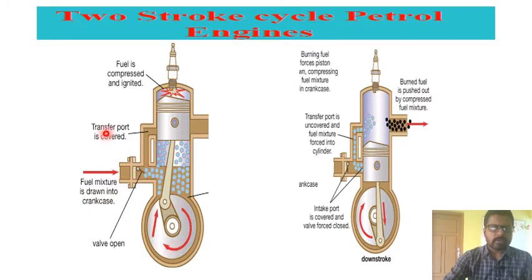ഓക്കെ, we can see the transfer port is covered. Fuel is compressed and ignited. Whatever the fuel which was inside, which was in the last stroke, is compressed. Okay, so anyway we are starting from this point. So the fresh air is അതായത് ഫ്രഷ് എയർ ഇതിൻ്റെ ഉള്ളിലേക്ക് കയറി പിസ്റ്റൺ മുകളിലേക്ക് പോകുന്നു. ട്രാൻസ്ഫർ പോർട്ട് ക്ലോസ്ഡ് ആണ്, എക്സോസ്റ്റ് പോർട്ട് ക്ലോസ്ഡ് ആണ്. ഓക്കെ, ഇത്രയാണ് നമ്മൾ ഇതിനകത്ത് പറയേണ്ട കാര്യം.